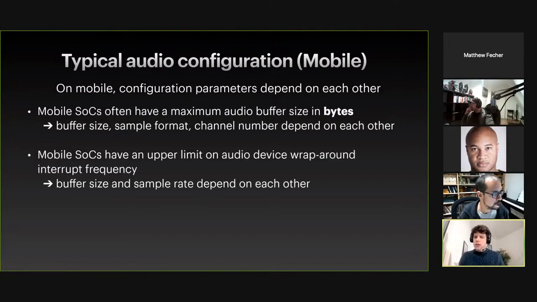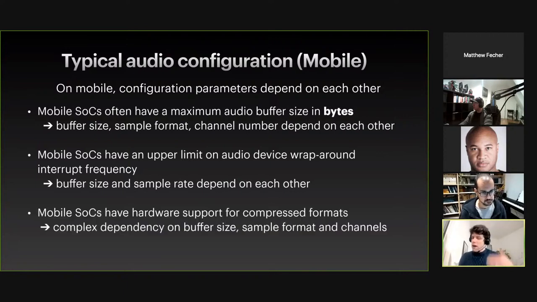Often mobile SOCs also have an upper limit on how often this wraparound interrupt can be generated, or they just have a maximum limit on the audio bandwidth, on the amount of data that can be sent to the audio device. This means that all of a sudden the buffer size and the sample rate depend on each other.